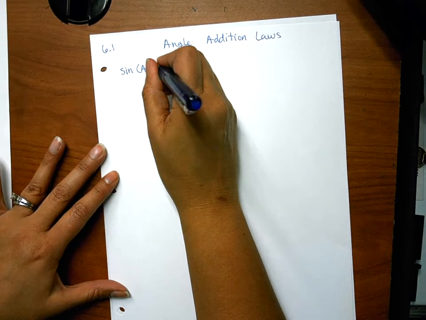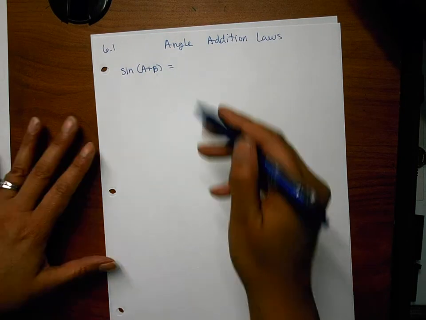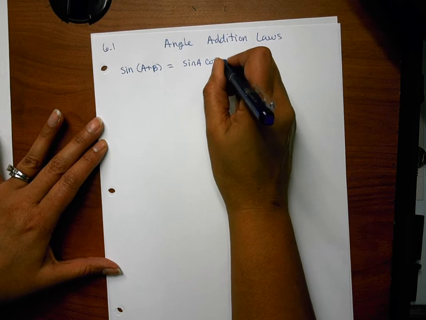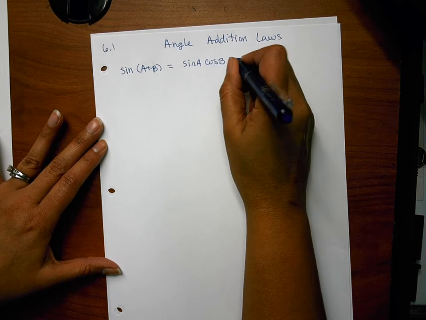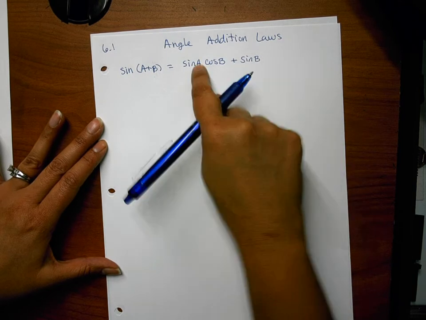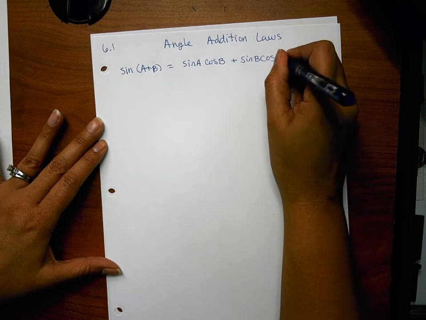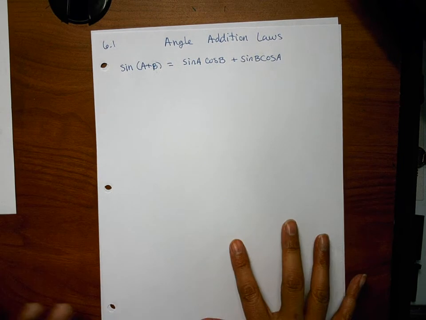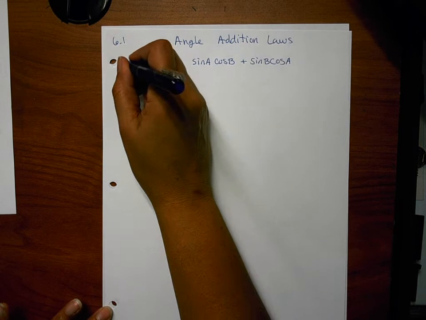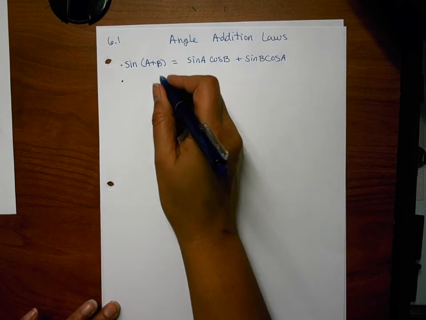Sine of A plus B will always equal sine of A times cosine of B plus sine of angle B, not A, and then cosine of A. That's your angle addition laws. There's more. This one's for sine. Do leave a little bit of space because we're going to squeeze another one in there in just a bit.